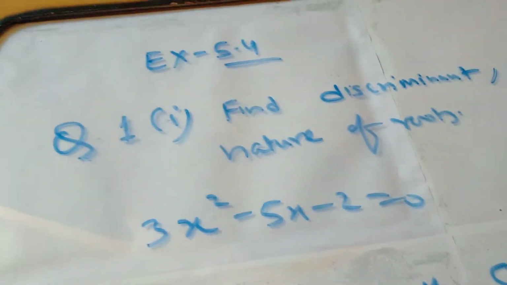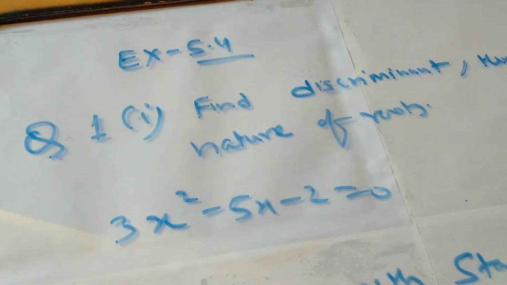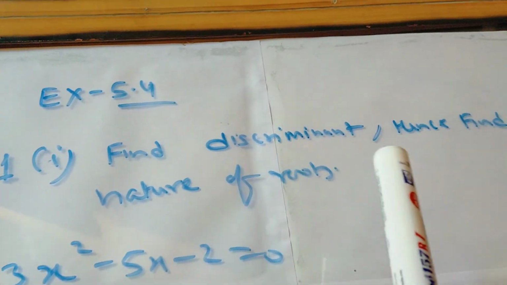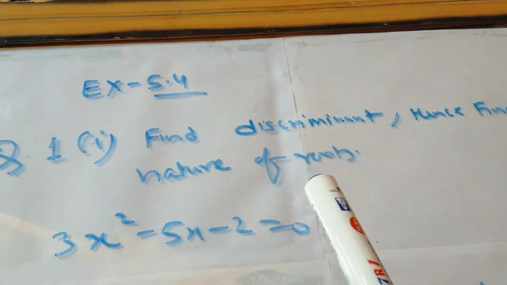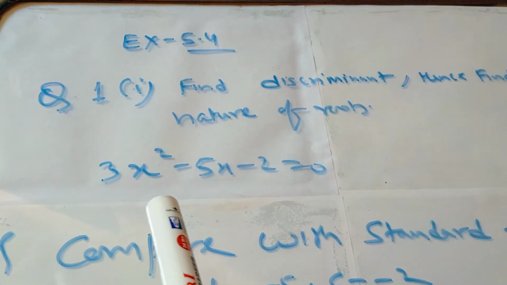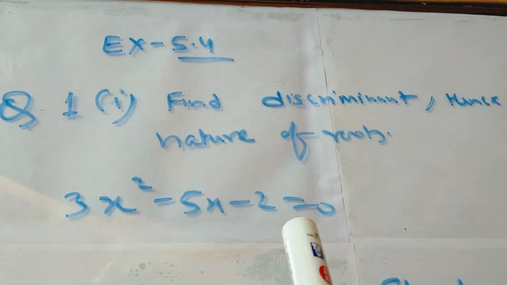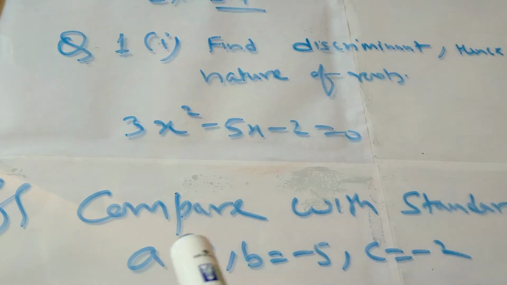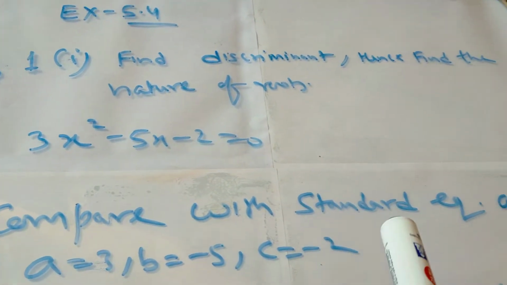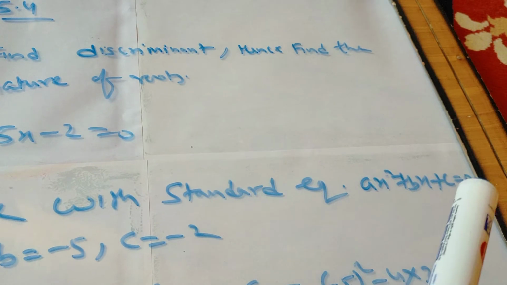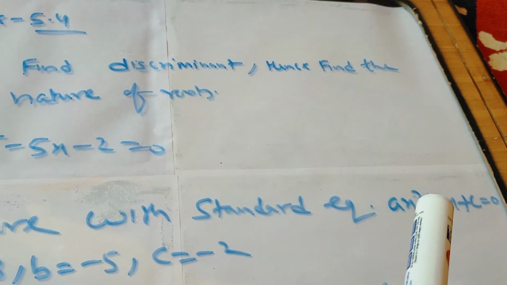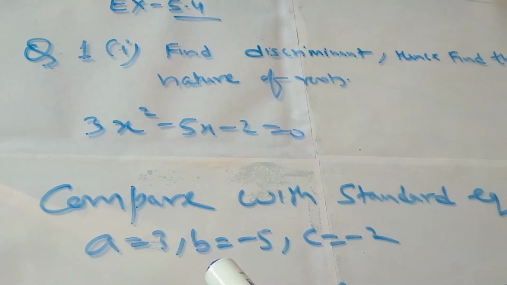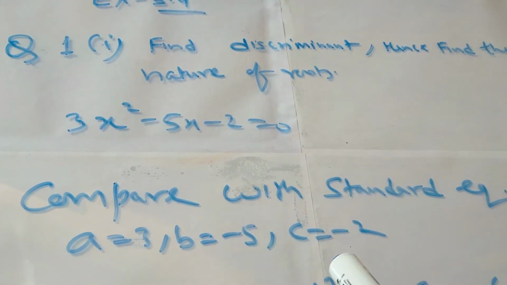So students, see the first question of your exercise. This is exercise 5.4, question number 1, first part. In this question it has been asked to find the discriminant and hence find the nature of roots. The equation given is 3x square minus 5x minus 2. First of all, we have to find the values of a, b, c. So we compare this equation with the standard equation ax square plus bx plus c. We get a is 3, b is minus 5, c is minus 2.